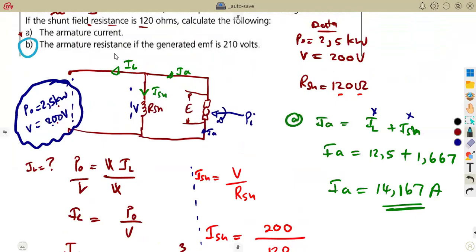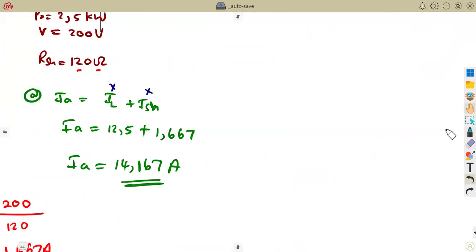B, the armature resistance, if the generated EMF is, they gave us the generated EMF. If the generated EMF is 210 volts, calculate the armature resistance.